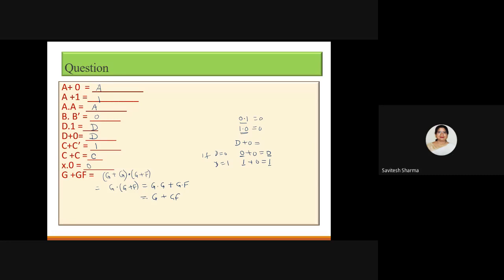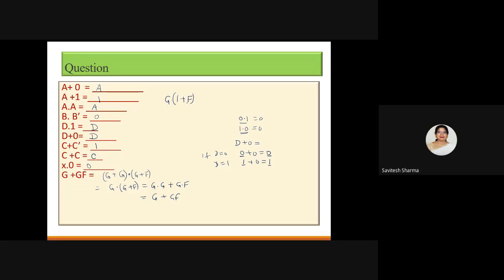So what is the output? I am confused here. What will be the output for G plus GF? So how can you do this? See, this is another way. I will take G common. So this is G dot (1 plus F). I took G common, okay.